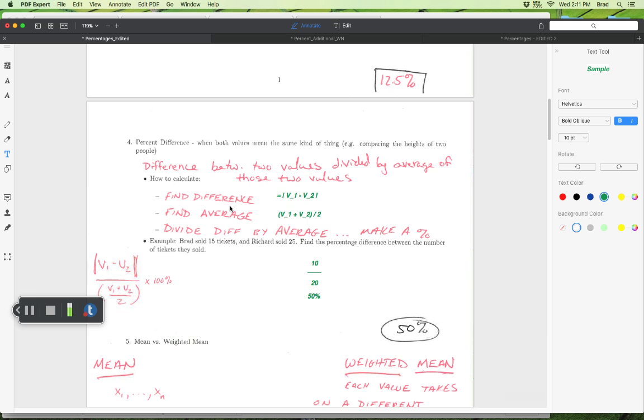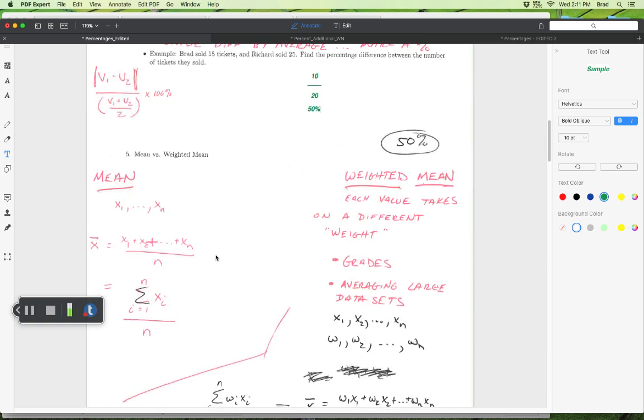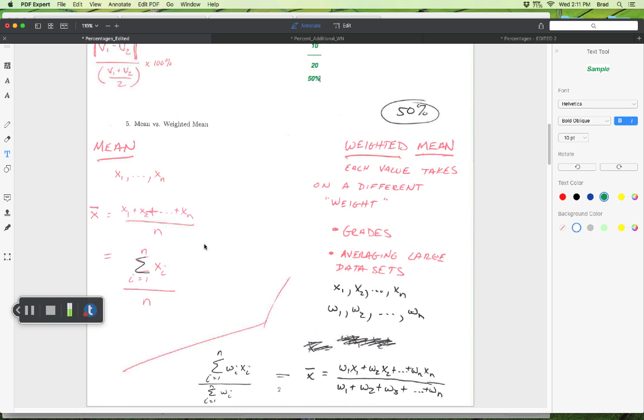So we've got one last thing. I know we're running on fumes, but we've got one last thing to look at, and it's the difference between mean and weighted mean. And I want to take a second and just look at this, and then we're going to go through some problems in the next video, and hopefully that'll clear up any sort of issues that you've got going.